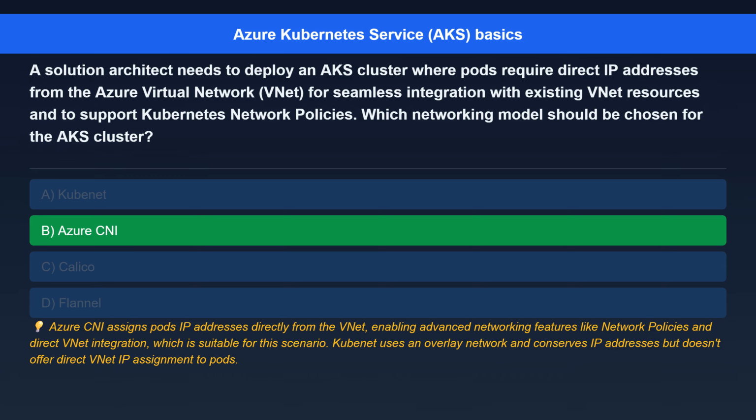The correct answer is Azure CNI. Here's the explanation. Azure CNI assigns pods IP addresses directly from the VNet, enabling advanced networking features like network policies and direct VNet integration, which is suitable for this scenario. KubeNet uses an overlay network and conserves IP addresses, but doesn't offer direct VNet IP assignment to pods.